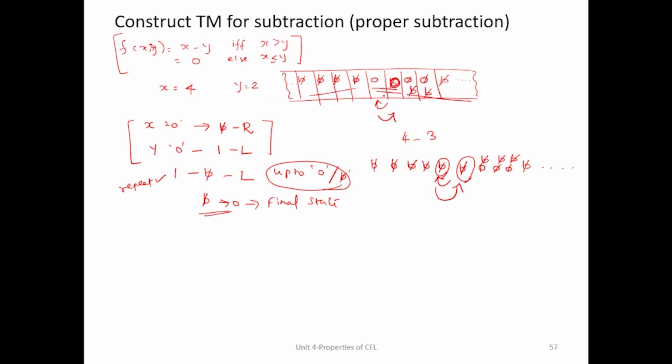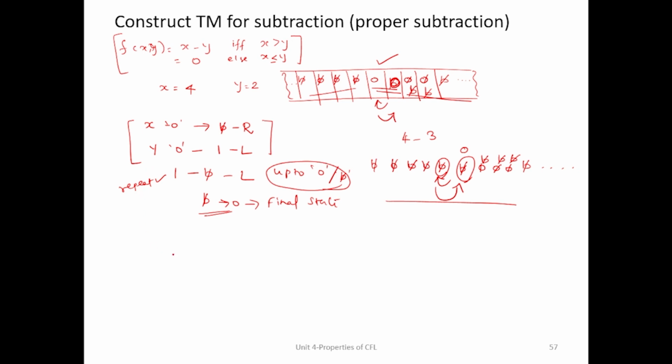So 4 minus 2 is 2. So 2 zeros are available here. 4 minus 3 is 1. So up to a blank space, we repeat the process. Again go to the right side. This blank space will be replaced with 0. Go to the final state. 4 minus 3 is 1, so the tape contains only one 0.